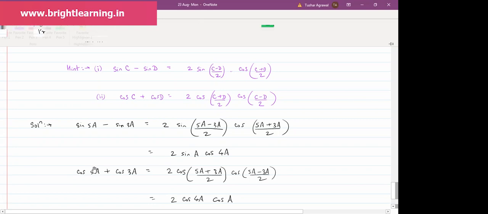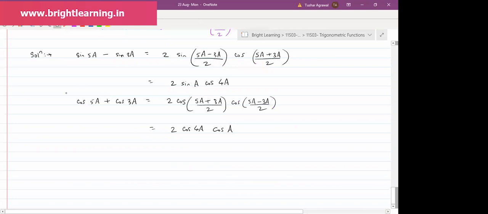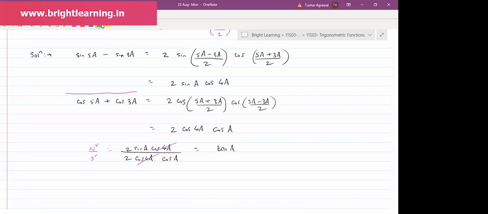So when you do the division, this divided by this. Numerator upon denominator is equal to twice sine a cos 4a upon twice cos 4a cos a. So this will get cancelled out. 2 will get cancelled out. What remains is sine a upon cos a, that is tan a. That is what we have to prove. Is it clear? Yes, sir.